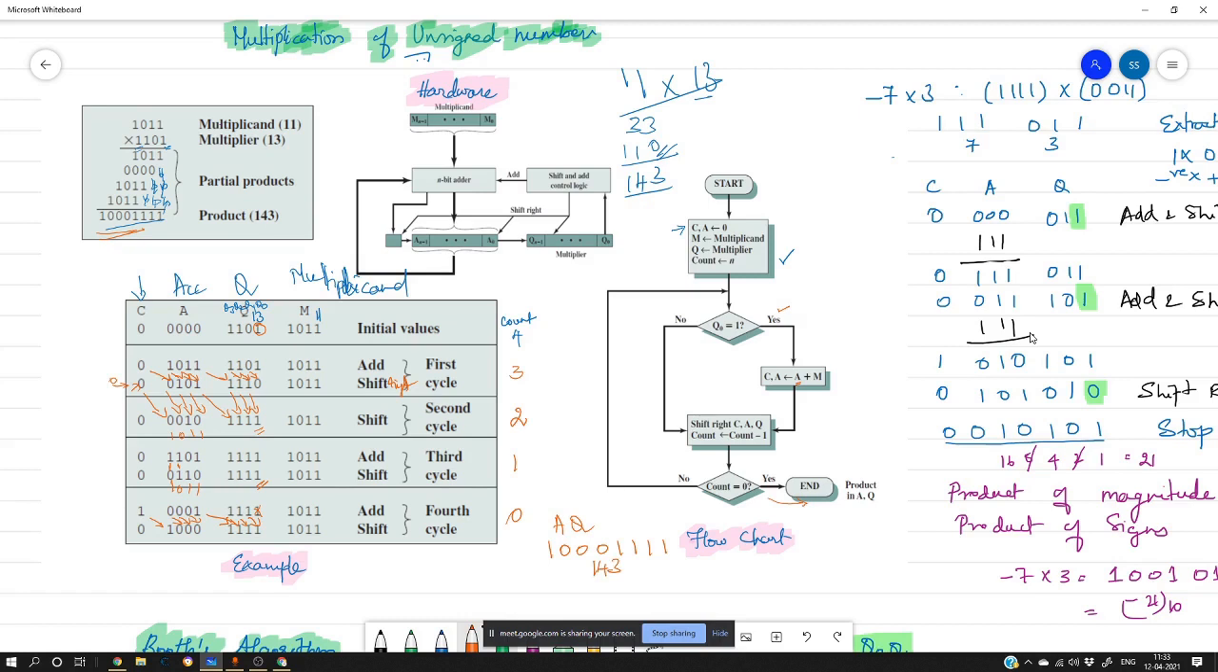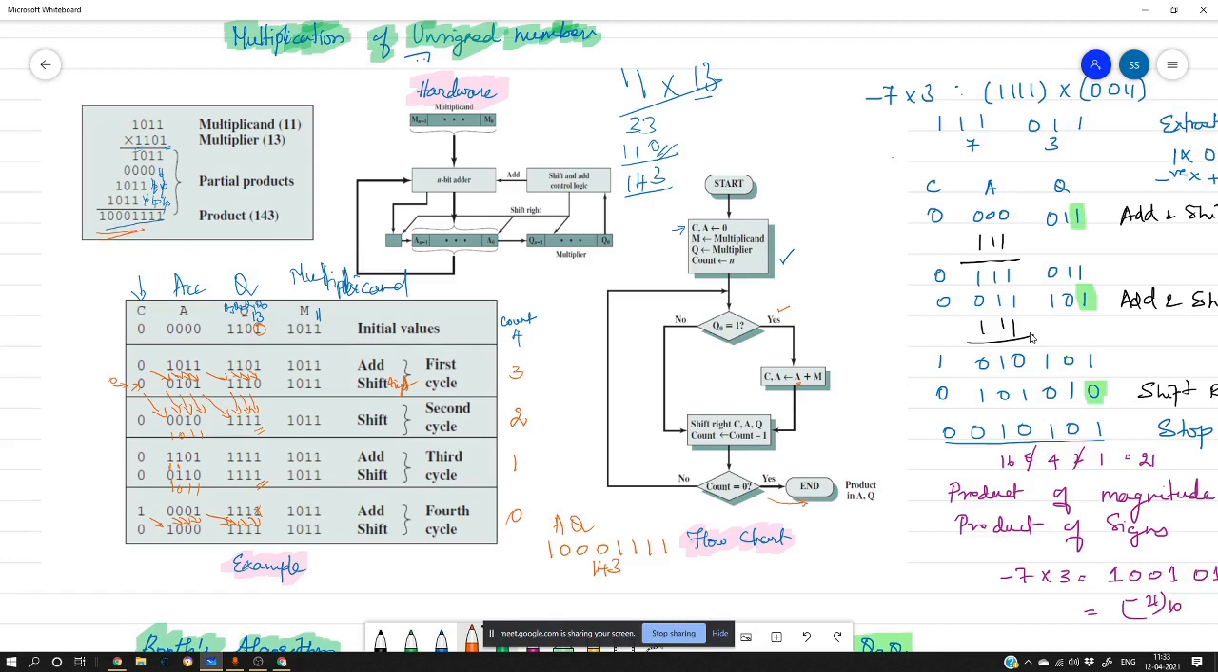Okay. Now this is the abstract hardware unit for doing this multiplication. You're going to have the multiplicand stored in one register, and the accumulator is going to store initially the value 0, and the multiplier will have the multiplier value stored in it. And you have the shift and add control logic here, and this is an n-bit adder.